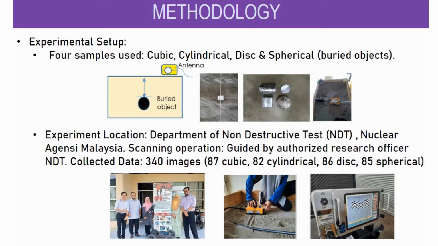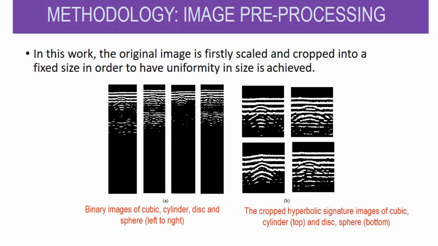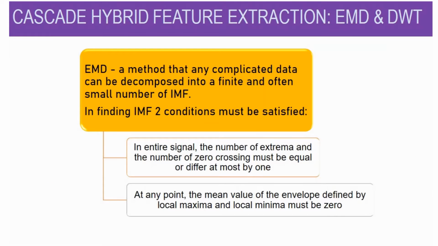Experiments have been conducted at the Department of Non-Destructive Tests, NDT, Nuclear Agency Malaysia, in which the scanning operation is guided by an Authorized Research Officer of NDT. A total of 340 images have been collected. In this experiment, the original image is firstly scaled and cropped to a fixed size in order to achieve uniformity in size. For cascade hybrid feature extraction, the first one is empirical mode decomposition.